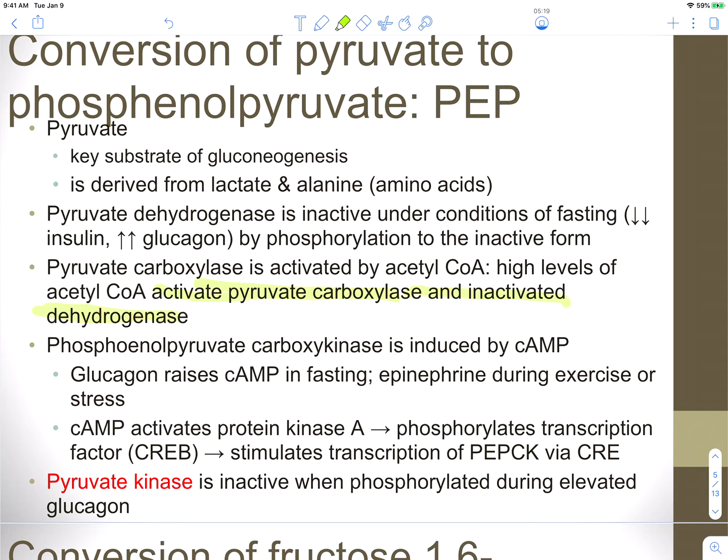Now, phosphoenolpyruvate carboxykinase is induced by cyclic AMP. And of course, cyclic AMP is going to be created following glucagon and epinephrine. Both of them will generate cyclic AMP. So cyclic AMP is going to activate protein kinase A, which stimulates the phosphorylation of CREB, and that's going to go to the nucleus and stimulate transcription of phosphoenolpyruvate carboxykinase. Pyruvate kinase is inactive when phosphorylated due to high levels of glucagon.